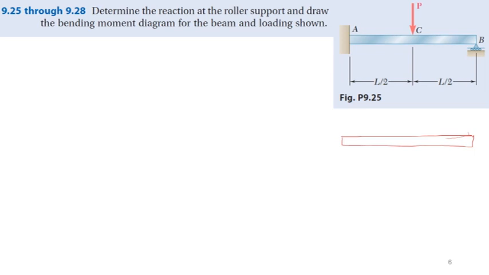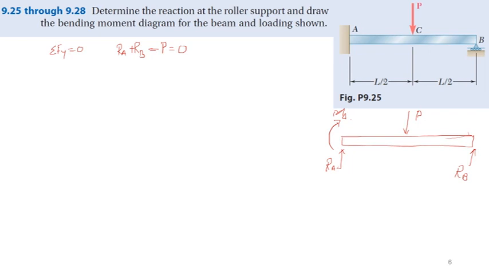So we have a moment at A that is unknown. We have reaction at A that is unknown. The only known is P, and we have reaction at B as well, that is also unknown. Okay, so if you write sum of forces in the y direction is equal to 0, that will equal RA plus RB minus P is equal to 0.